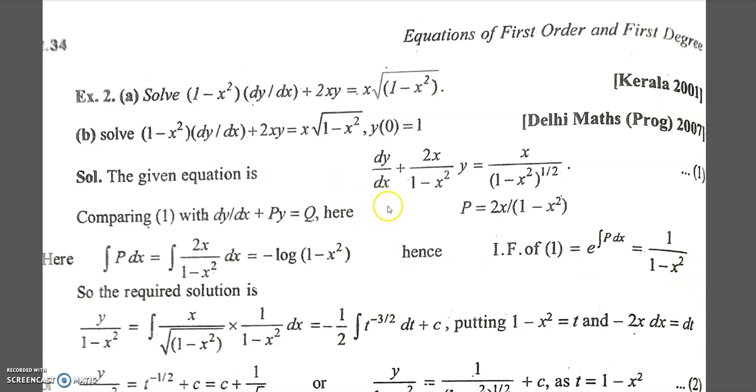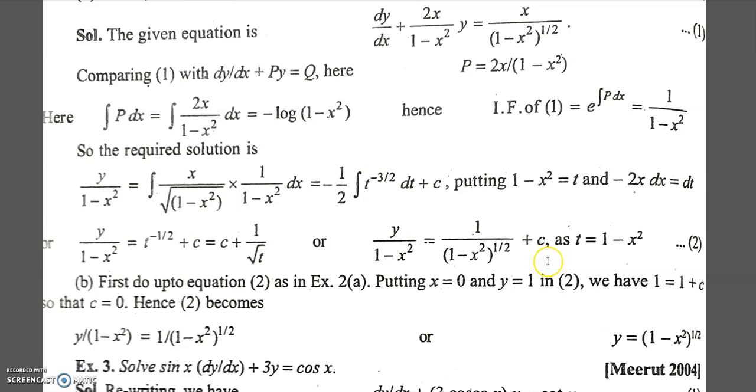Now this term, when you multiply by the integrating factor, can be written as d/dx of y into IF, right? So this means y by 1 minus x square equal to integration of q, that means right hand side, into IF, means 1 by 1 minus x square dx. So this is like 1 minus x square whole to the power 3 by 2, and this is x. So if you put 1 minus x square equal to t, this is minus 2x dx equal to dt. So after integrating you get up to this.